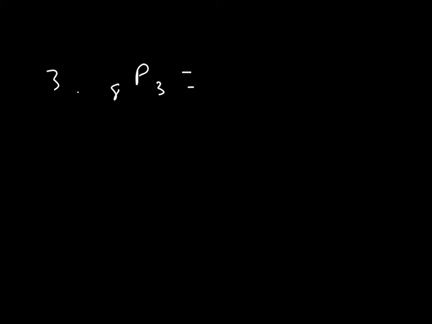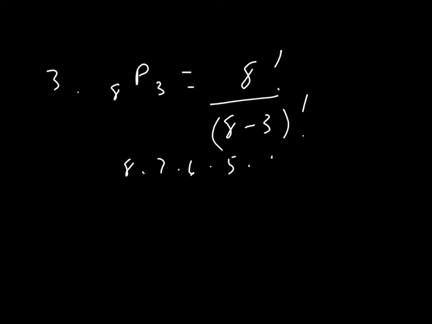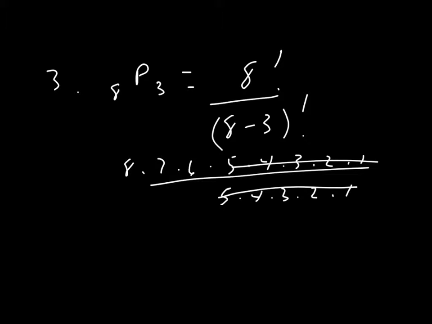I'll show you 2 ways to do a permutation of 8 things taken 3 at a time. The formula would say that this is equal to 8 factorial over 8 minus 3 factorial. So this would be 8 times 7 times 6 times 5 times 4 times 3 times 2 times 1, and 8 minus 3 is 5, so it's over 5 times 4 times 3 times 2 times 1. This would all cancel.